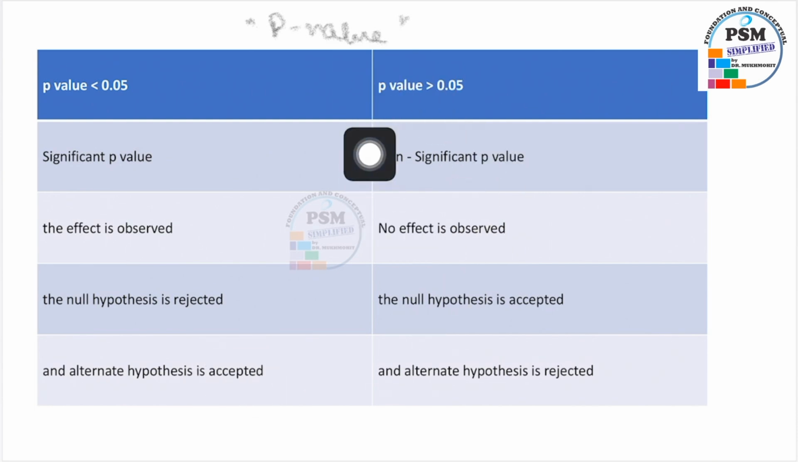On the same principle, if the p-value comes out to be more than 0.05, that means it is a non-significant p-value, no effect is observed and the null hypothesis has to be accepted. That means there is no difference. This technically means there is no difference and the alternate hypothesis is rejected. Sometimes the examiner may also ask you, what about the null hypothesis? If I just say it as N0H, that is the null hypothesis.